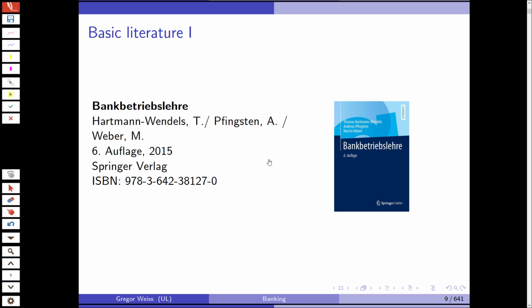The first one is Bankbetriebslehre by Hartmann-Wendels, Pfingsten, Weber. This used to be the standard textbook in Germany. Why? Because Hartmann-Wendels was a professor at the University of Cologne, Pfingsten is in his last couple of years at the University of Münster, and Weber was a professor at the University of Mannheim. So the big three famous management schools in Germany teamed up and wrote a textbook on banking. It is okay. I think one could do better now, but some parts of the lecture are based on this book.